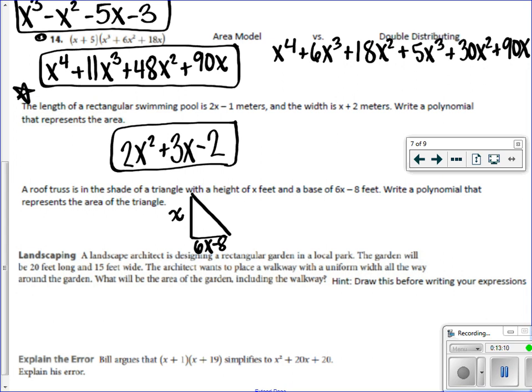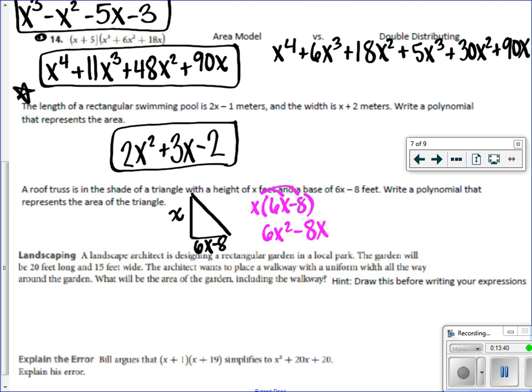One of the steps we're going to have to do is multiplying the base times the height. So that means we're multiplying x times 6x minus 8. Well, that one's just a term on the outside, so we might as well just distribute it. You can make the box if you want to. It'd be a 2 by 1 box. What's x times 6x? 6x squared, and then what's x times negative 8? Negative 8x.